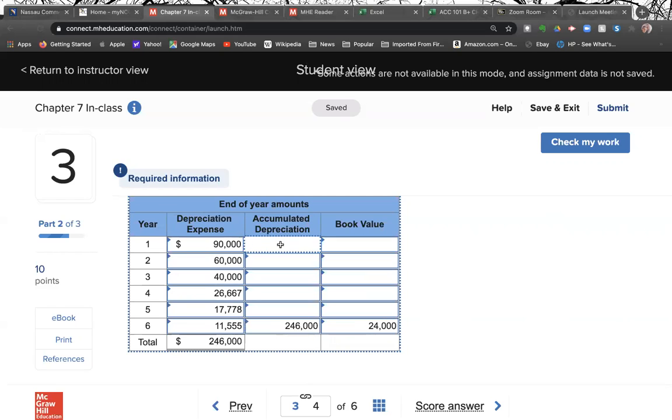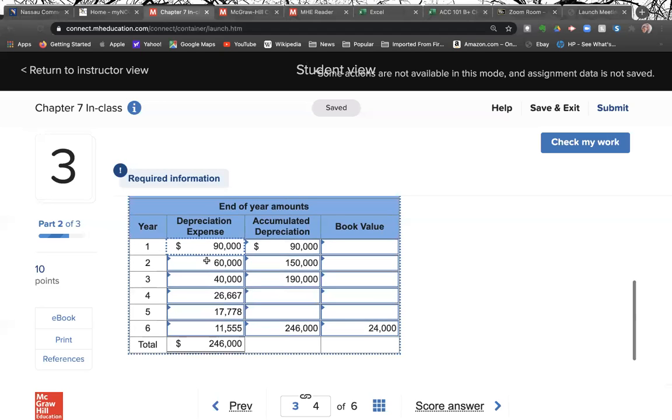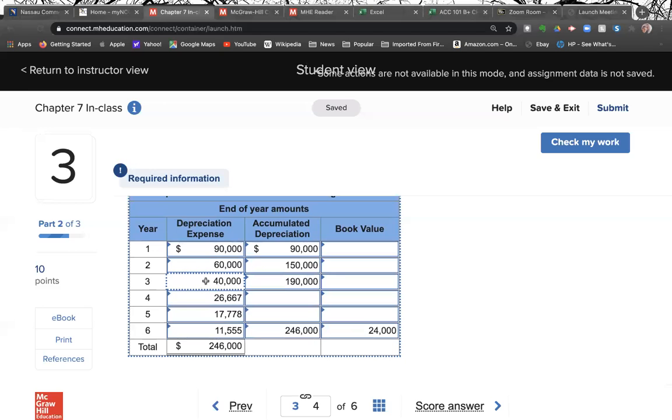Okay, and what do we have here? 90, 150, 190. And where are these numbers coming from? Add these together. 216,667, 234,445, right?